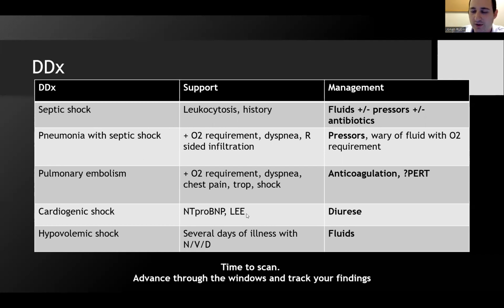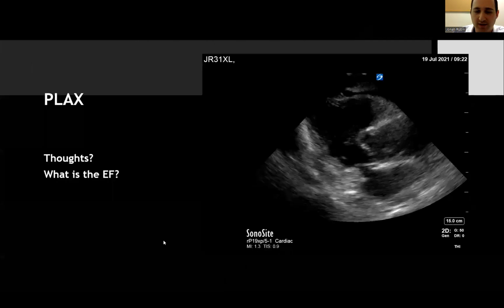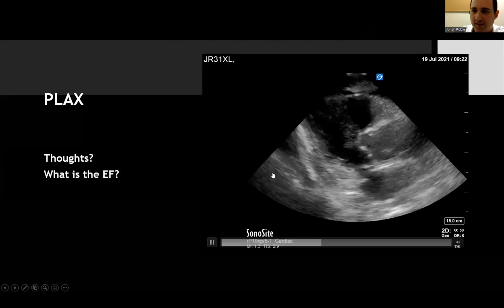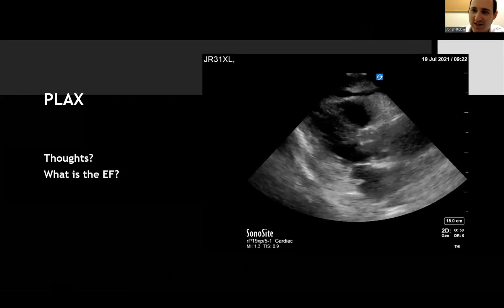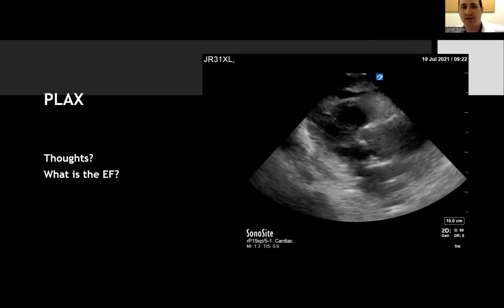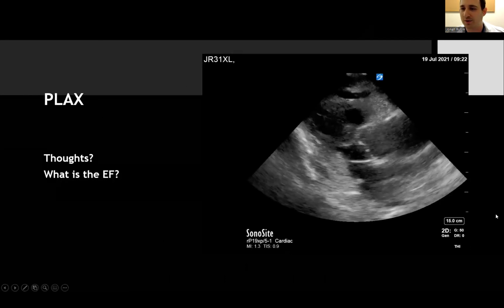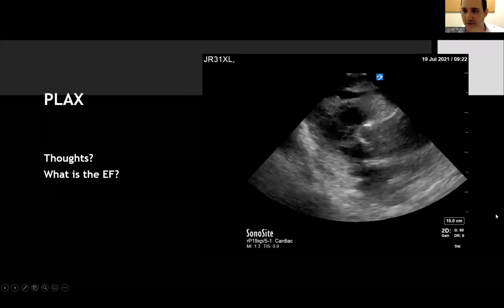So time to scan, and we're going to go through these windows methodically again. This is one of my own echoes, so I am guilty. Anyone willing to comment on what we see, what view this is? And well, I wrote that as the parasternal long axis. What are some of your thoughts about this window, this view, and what we're seeing?